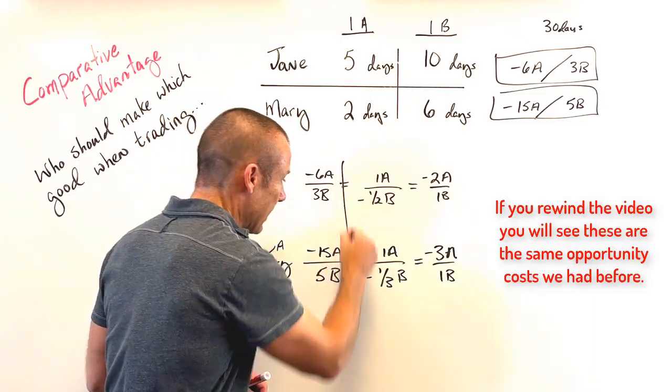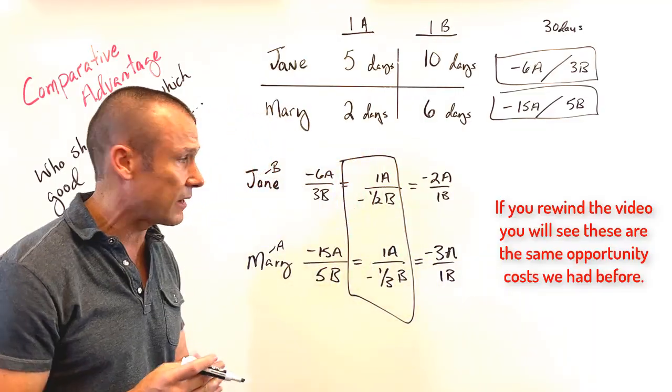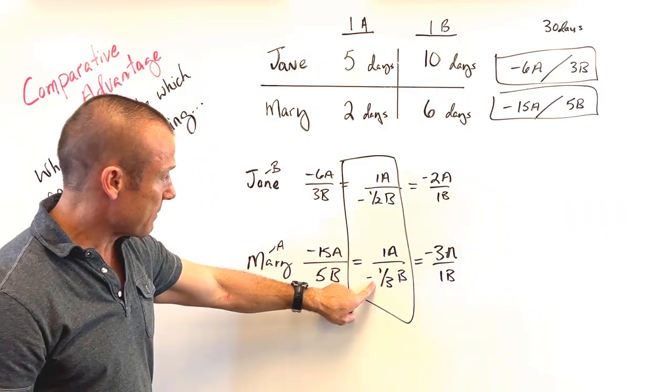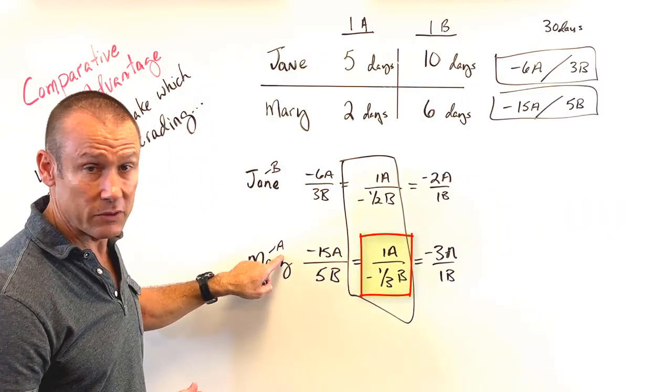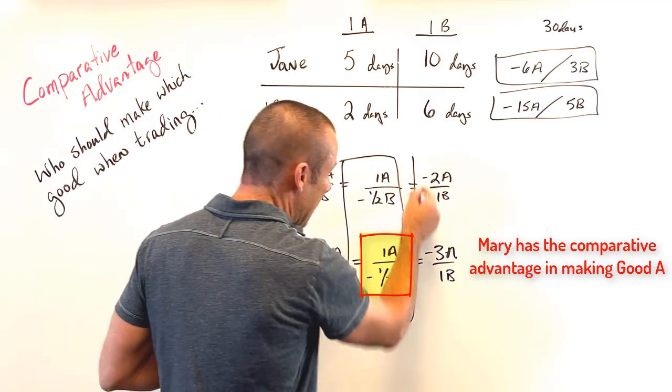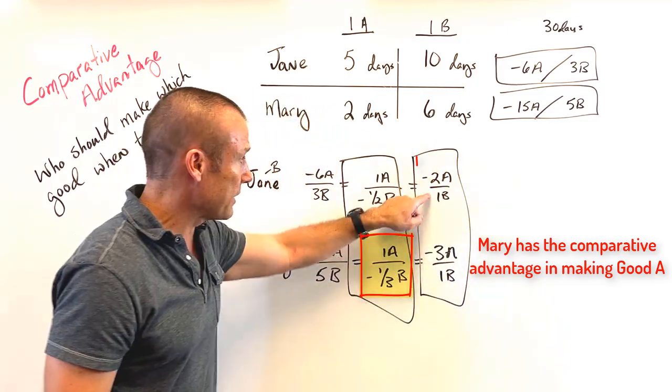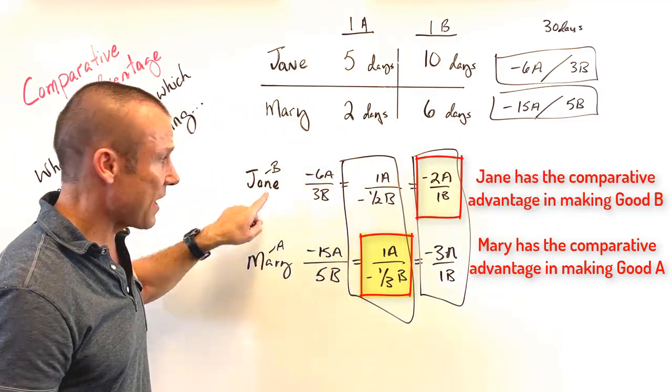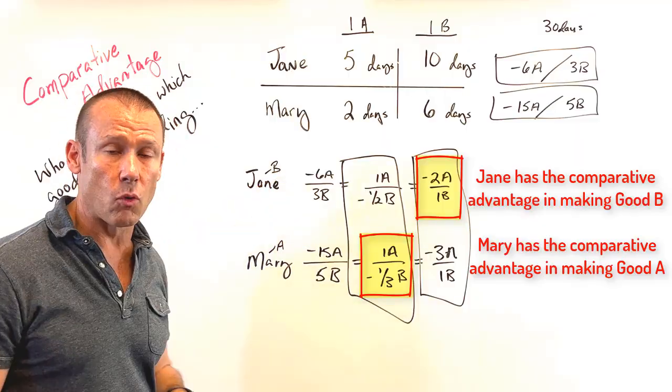Again, just take a look at it. Who has the comparative advantage when making A? Mary's got the lowest opportunity cost. Hey, that's what we said before, right? Who's got the comparative advantage for making B? Hey, lowest number, that's Jane. Jane's got it for B.